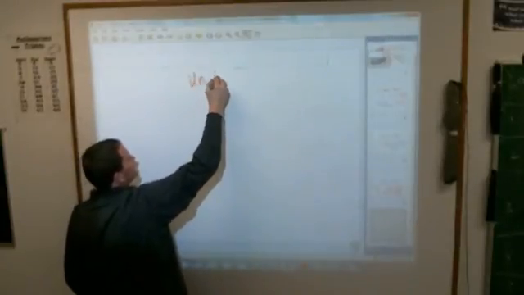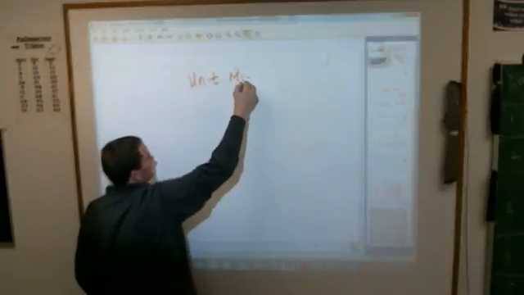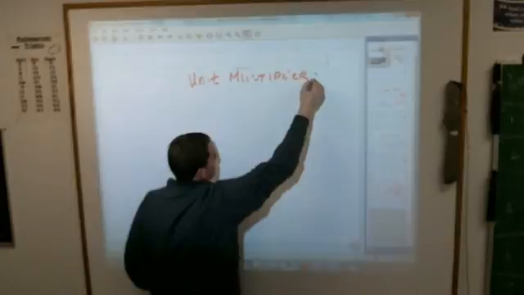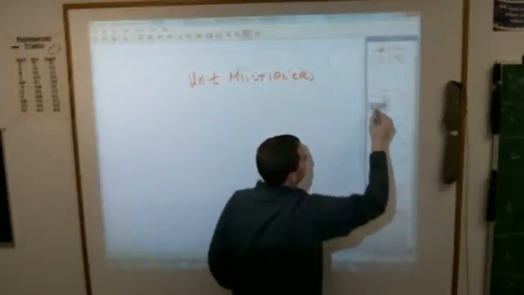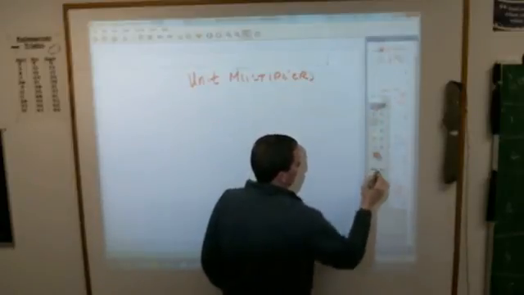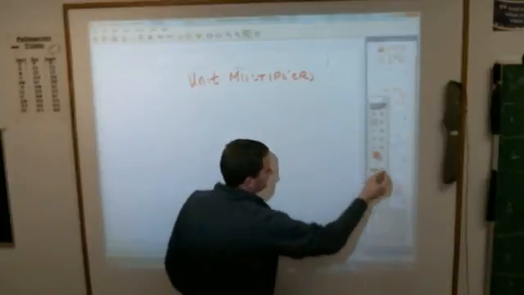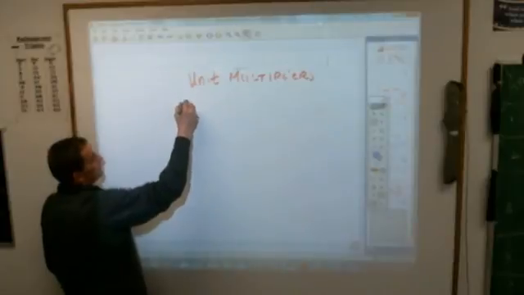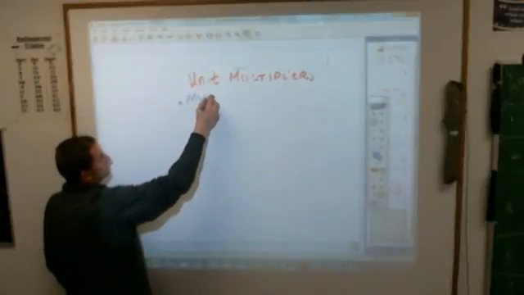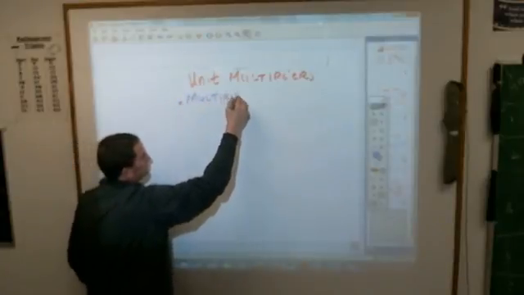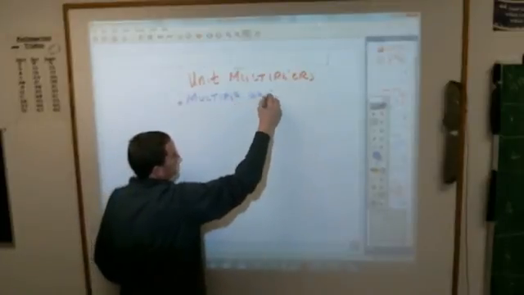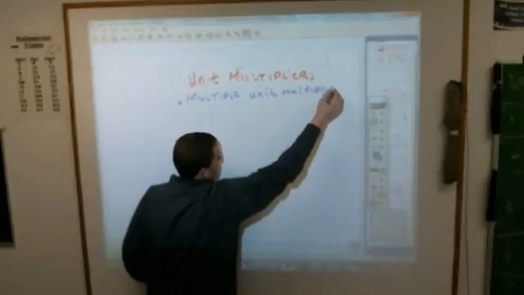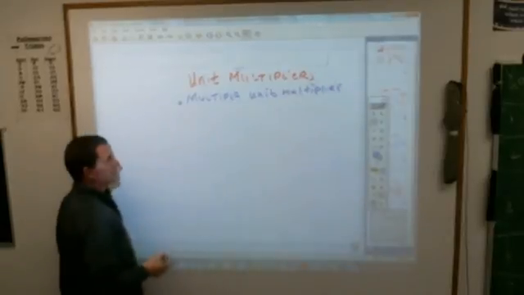Under unit multipliers, which nobody understands anyways. But you can read that. Today we talk about this unit multiplier, whatever that says. Multiple unit multipliers. In my kingdom for a horse.